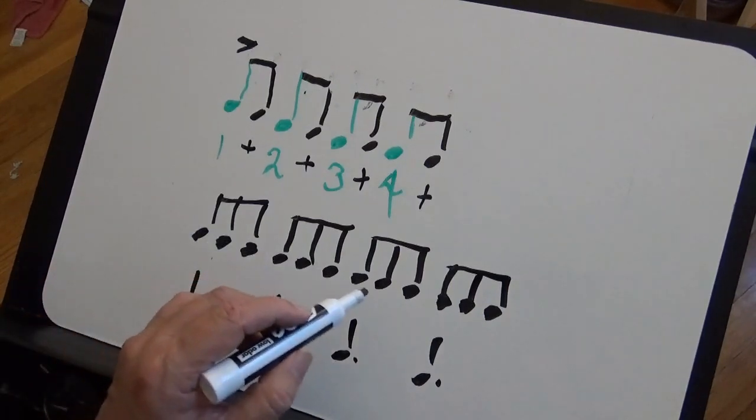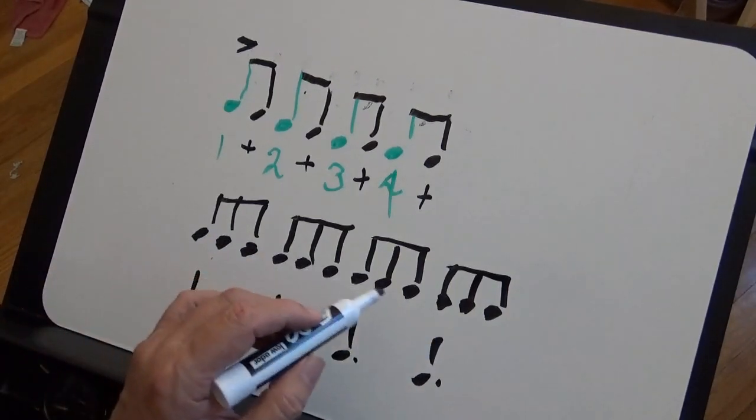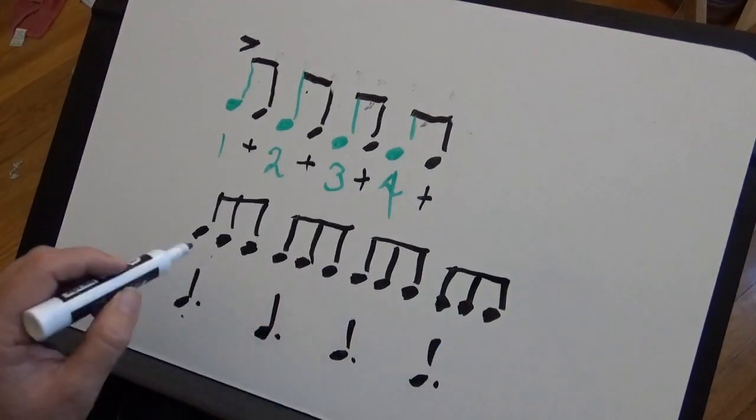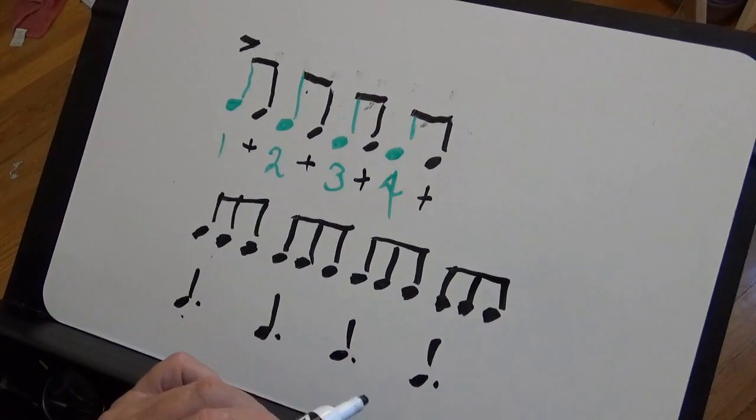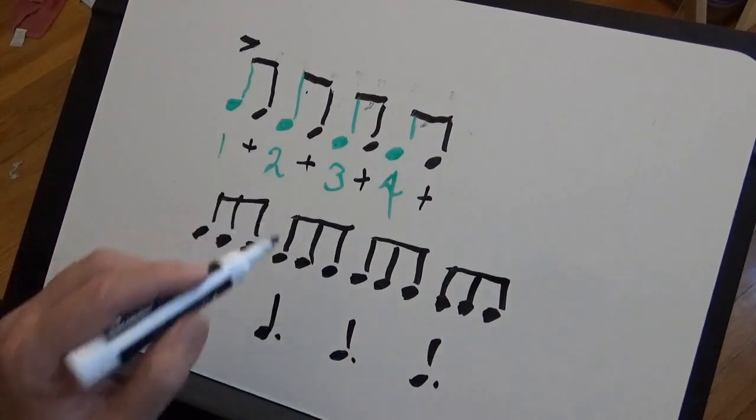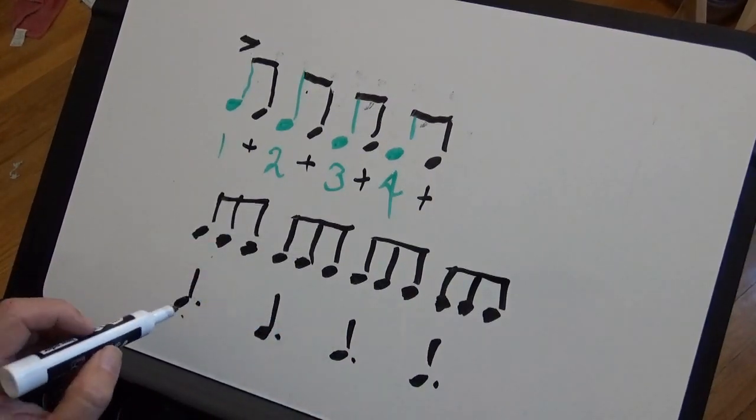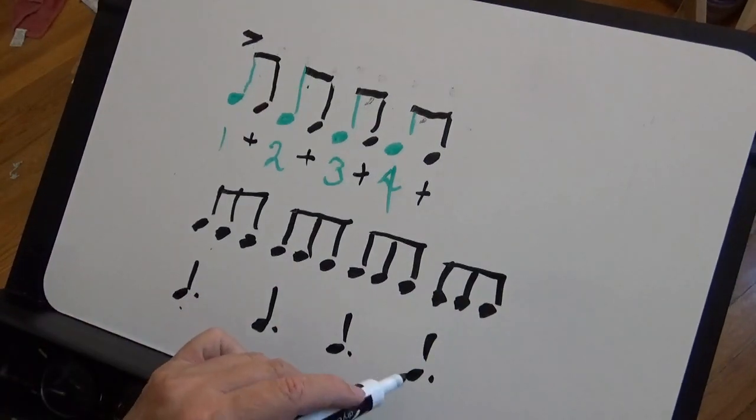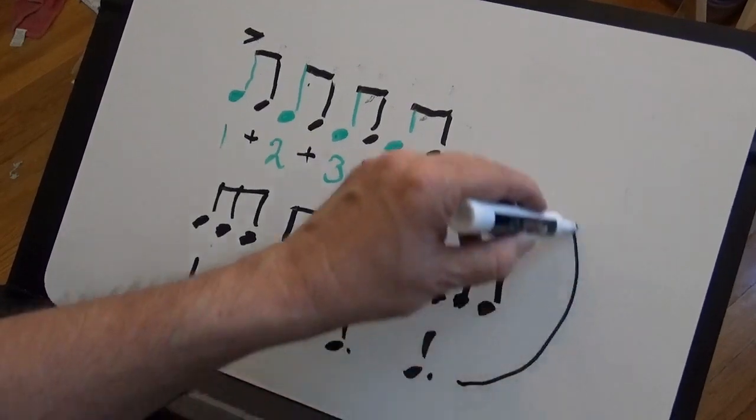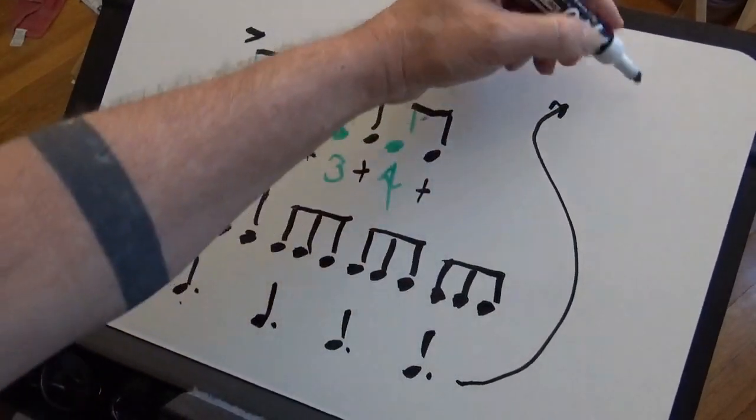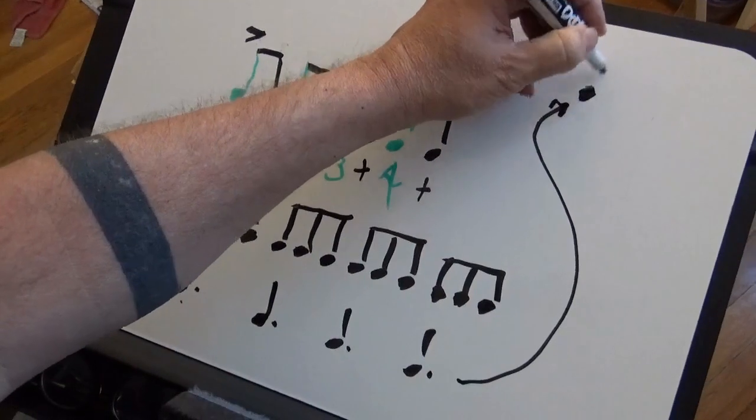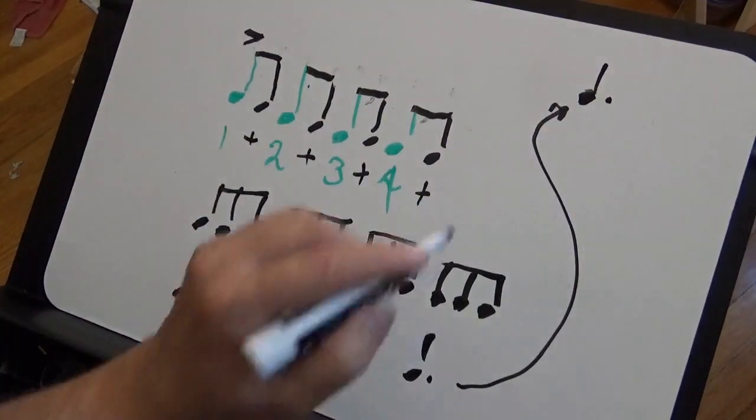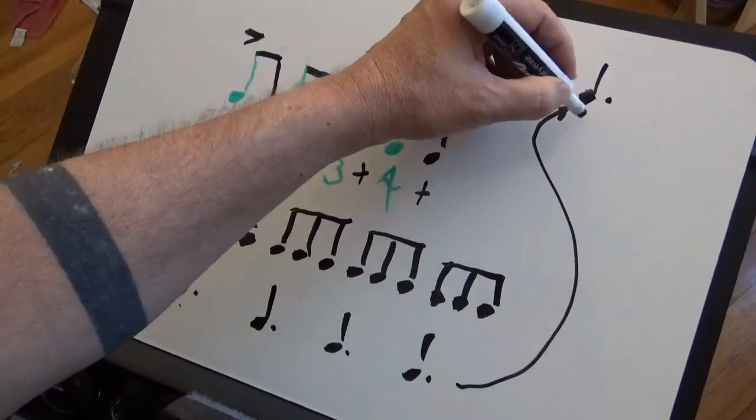1 and a 2 and a 3 and a 4 and a. Instead of counting 1, 2, 3, 4, 5, 6, 7, 8, 9, 10, 11, 12, which is hard to count. So we count 1, 2, 3, 4. But we put these little dots because a dotted quarter note is equal to 3 eighth notes.